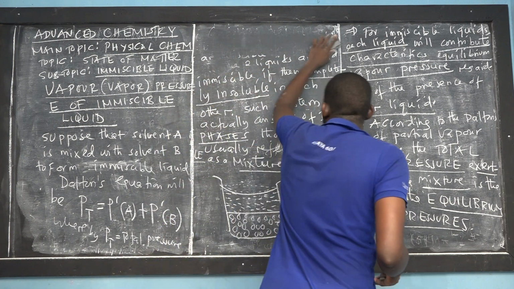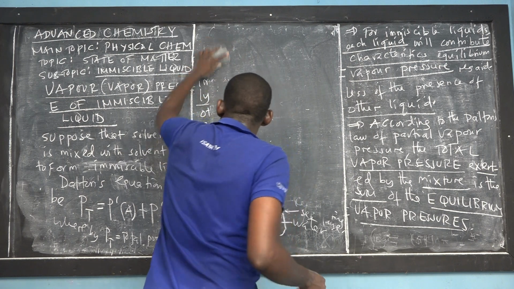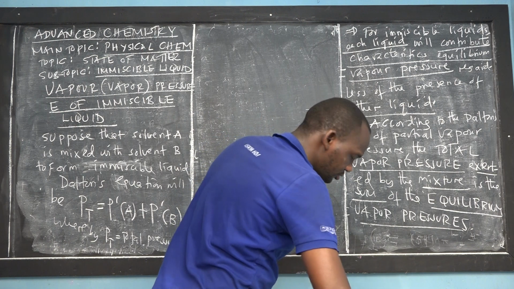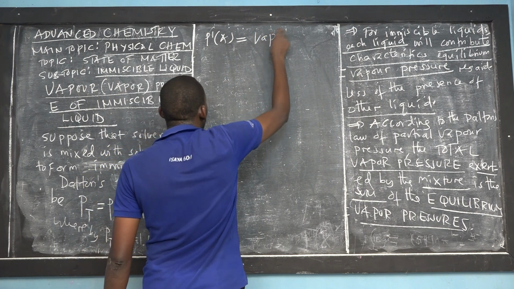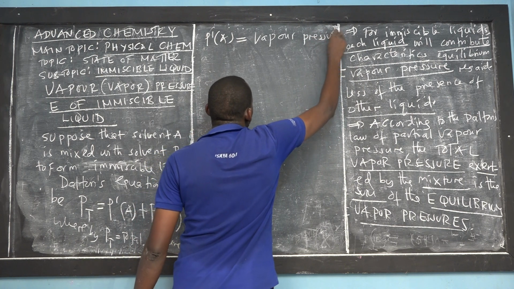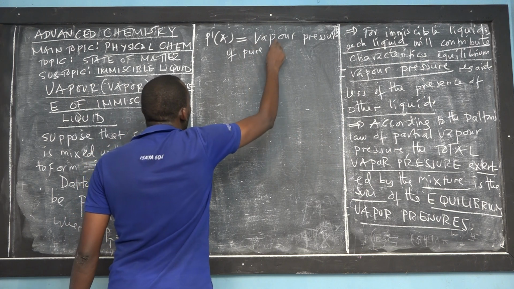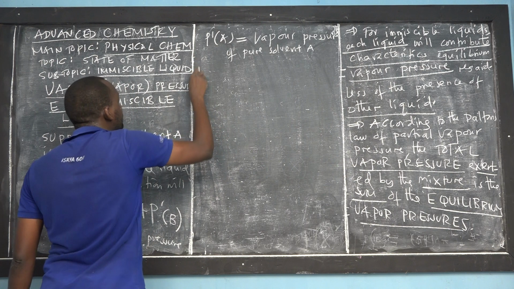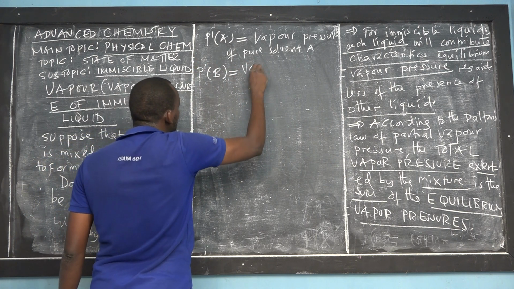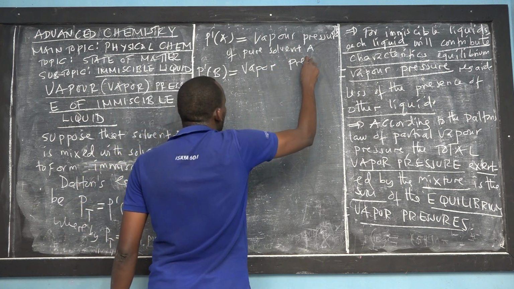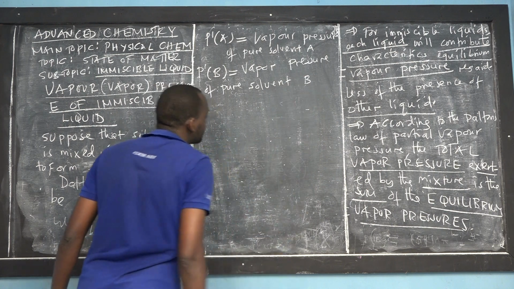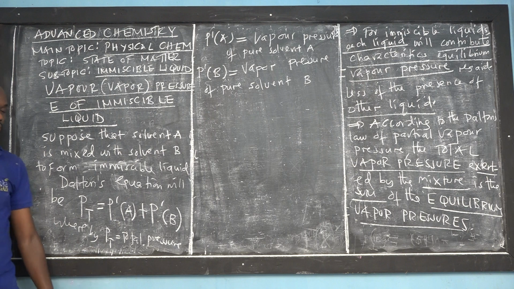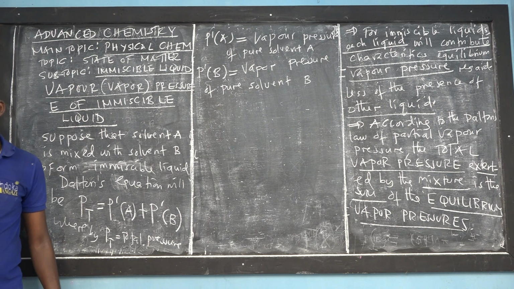So Dalton's law is still applicable. The partial pressure of A is equal to the vapor pressure of pure solvent A, and the partial pressure of B is equal to the vapor pressure of pure solvent B. So this is Dalton's law of vapor pressure, a very important law in this perspective.